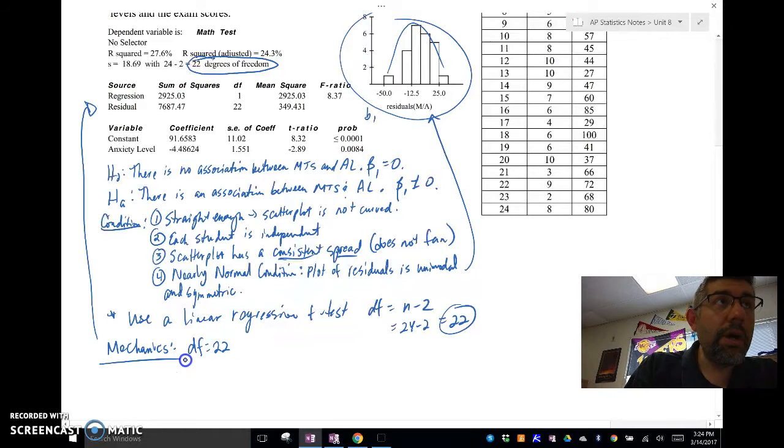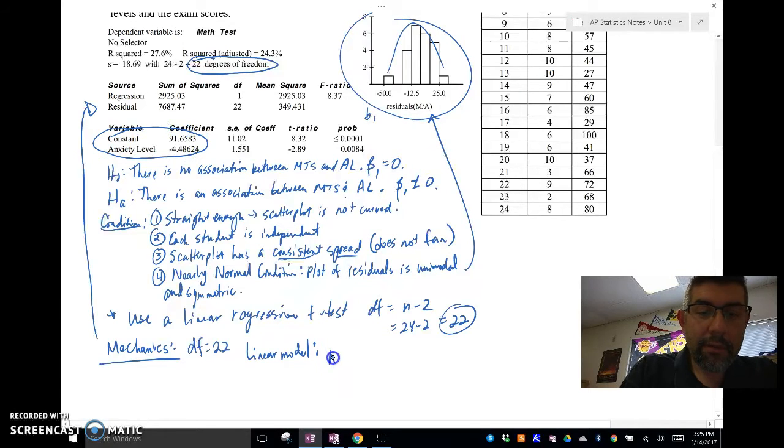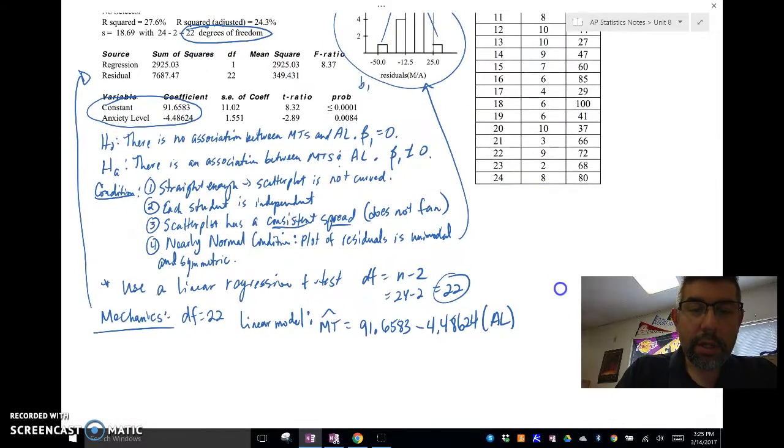We're going to create our linear model. All right, so we're going to write our linear model in our mechanics. So our linear model, remember, we focus right here. So we have math test hat is equal to 91.6583 minus 4.48624 times anxiety level.